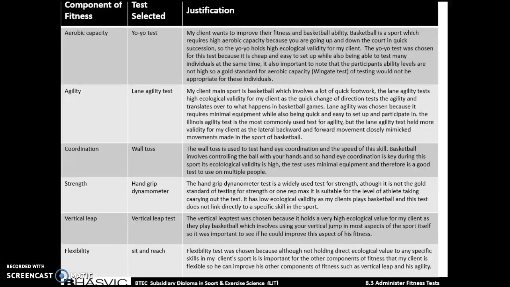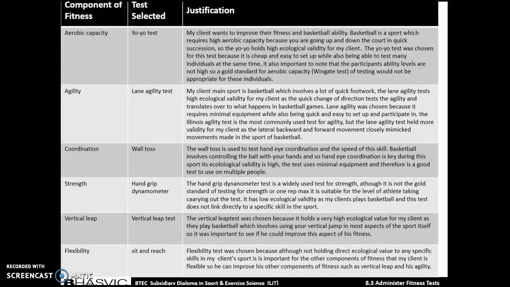The hand grip dynamometer test is a widely used test for strength, although it is not the gold standard of testing for strength or 1 rep max. It is suitable for the level of athlete taking and carrying out the test. It has low ecological validity as my client plays basketball and this test does not link directly to a specific skill in the sport.